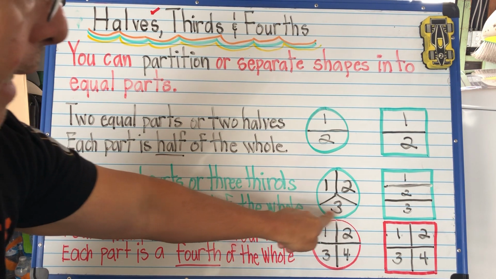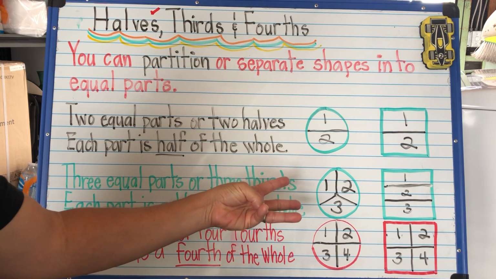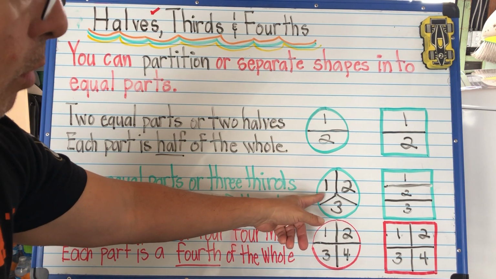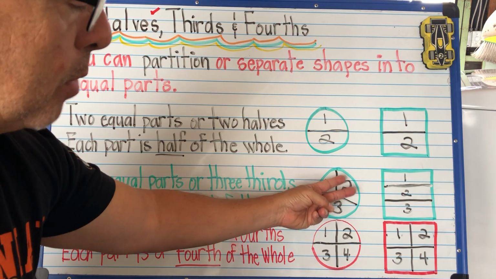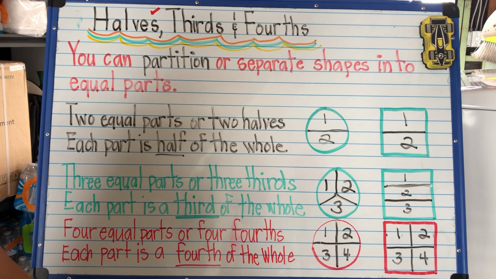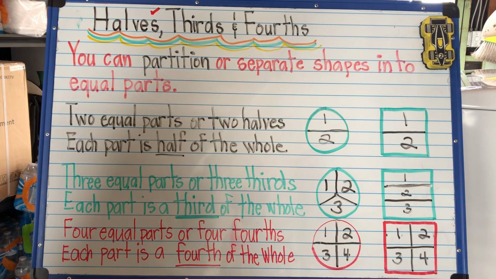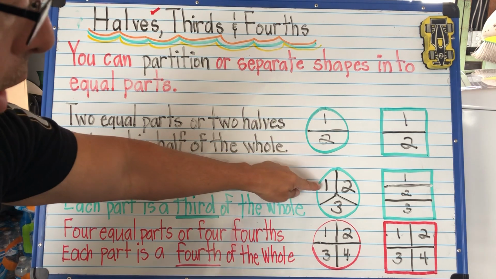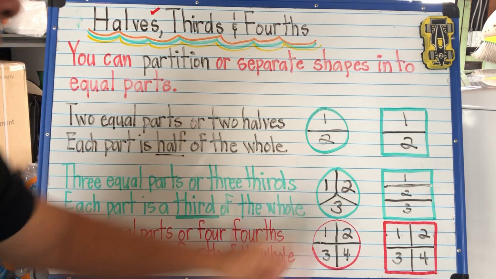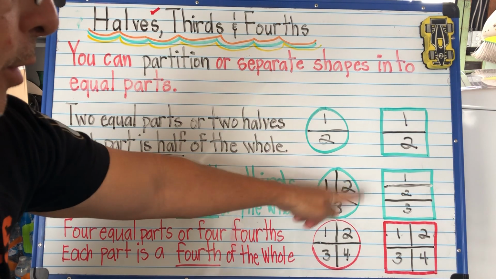Here's our circle again. And we divided it into three equal parts. There's one equal part. There's my second equal part here. And down here I have my third equal part. Okay? And each equal part, we call it a third. So there's 1/3, 2/3, 3/3. That's why it says three equal parts or 3/3.